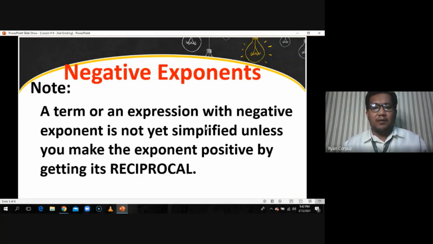We need to make that exponent positive for us to simplify that expression involving a negative exponent, whether that expression is a term, or the whole expression involving both constants and variables, or an expression itself. So kapag ganun yung given natin na may involved na negative exponent, you still have to make that negative exponent positive by getting its reciprocal.